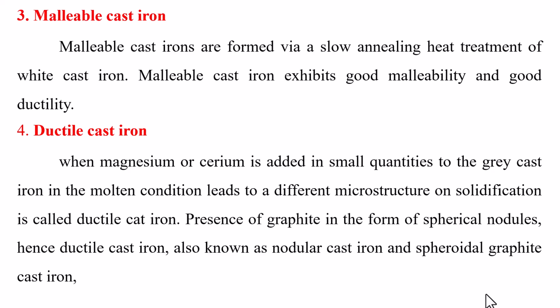Graphite is present in the form of spherical nodules. Hence, ductile cast iron is also known as nodular cast iron or spheroidal graphite cast iron, or simply SG cast iron. So you must remember the different names. Ductile cast iron is produced from grey cast iron by adding magnesium and cerium, and in this case the graphite is in the form of spherical nodules.